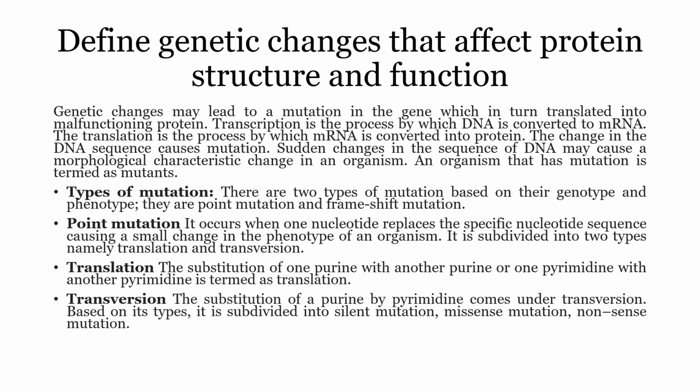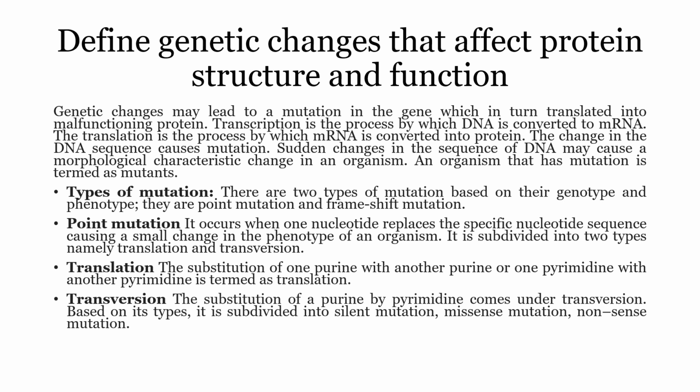Types of mutation. There are two types of mutation based on genotype and phenotype: point mutation and frameshift mutation. Point mutation occurs when one nucleotide replaces another in the sequence, causing a small change in the phenotype of an organism. It is subdivided into two types, namely transition and transversion. Transition is the substitution of a purine with another purine, or a pyrimidine with another pyrimidine. Transversion is the substitution of a purine by a pyrimidine.